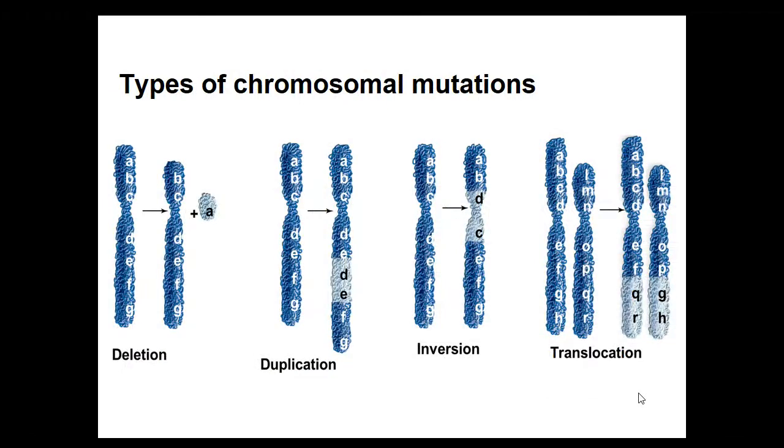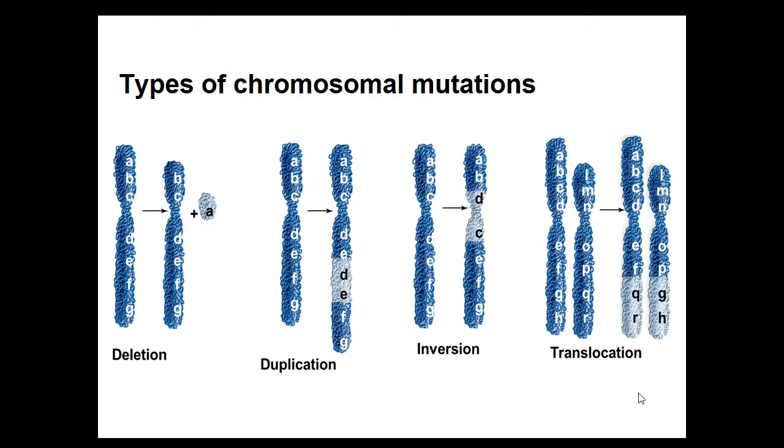Okay, so here's diagrams showing a deletion. This section labeled A is just broken off. Now it's missing. The duplication, the part labeled DE here, it appears twice. It's been duplicated by accident. Inversion, yes, the C and D part has been flipped upside down, so now it's reversed.